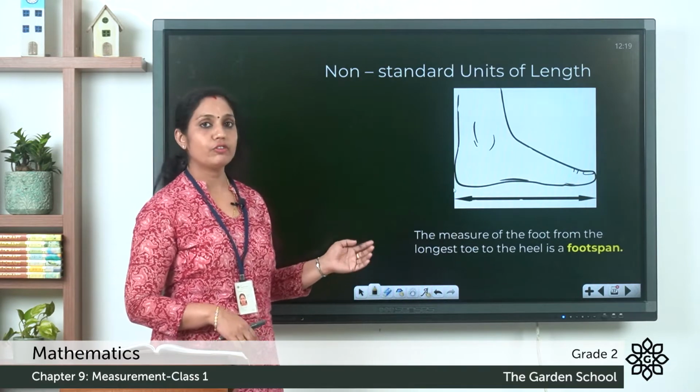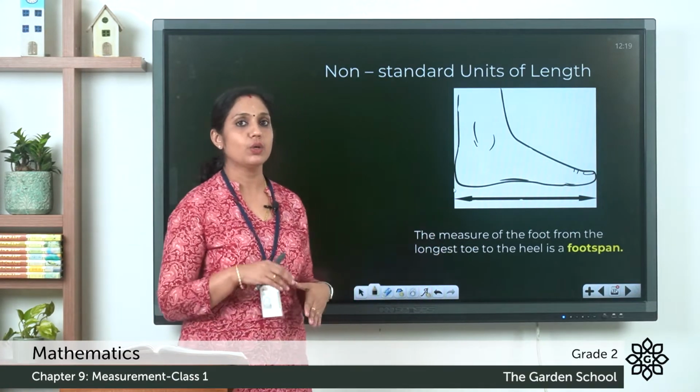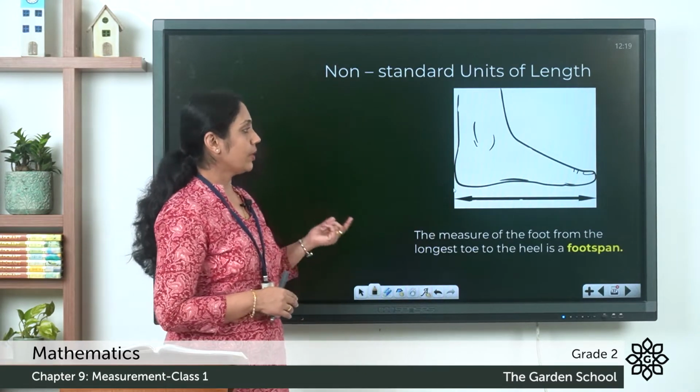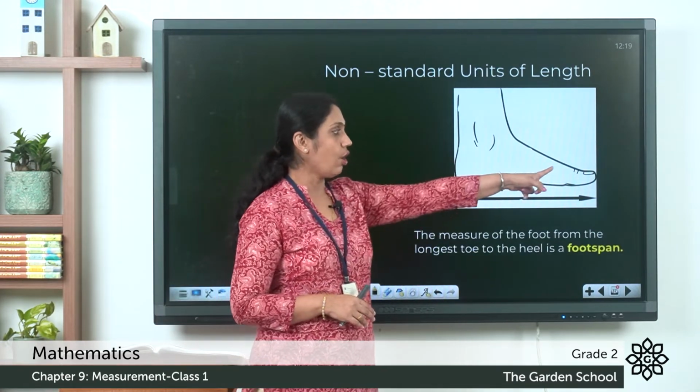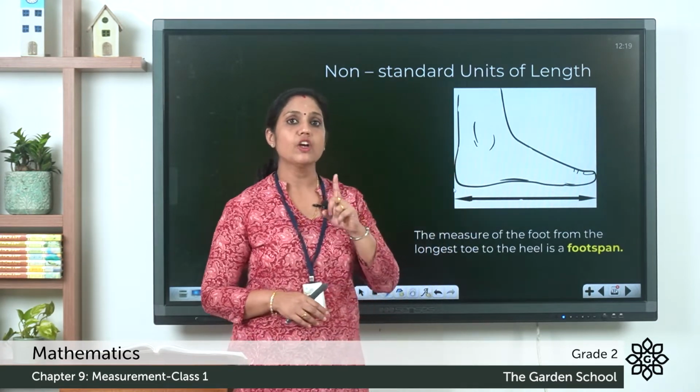The measure of the foot from the longest toe to the heel is a foot span. So what is a foot span? The measure of the foot from the longest toe to the heel. So that is, we call it as 1 foot span.